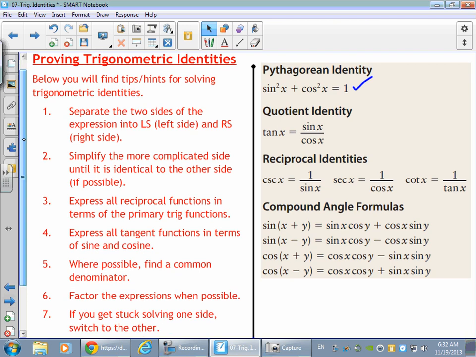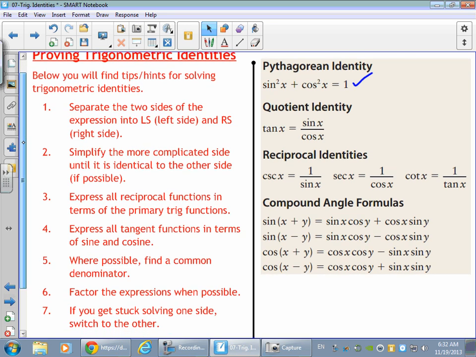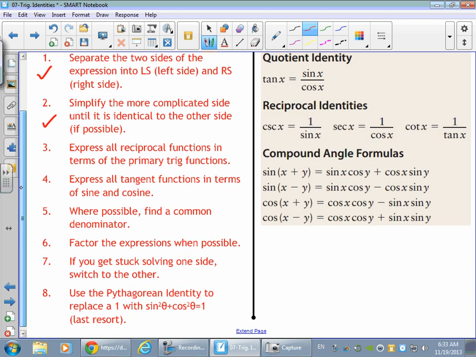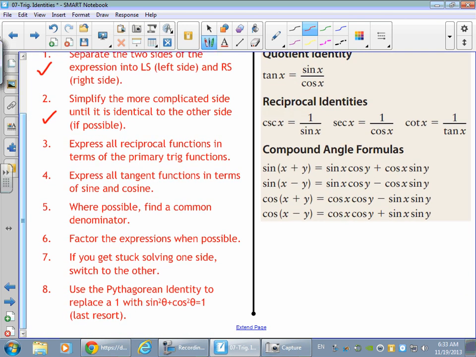And so a list of possible hints or tips to look for. As always, we have to separate the identity or the equation into two separate expressions and work with them independently. Good idea to always start with the more complicated side. You can always switch to the other side if you get to the point where the one side's looking pretty simplified and you can't do much more with it.